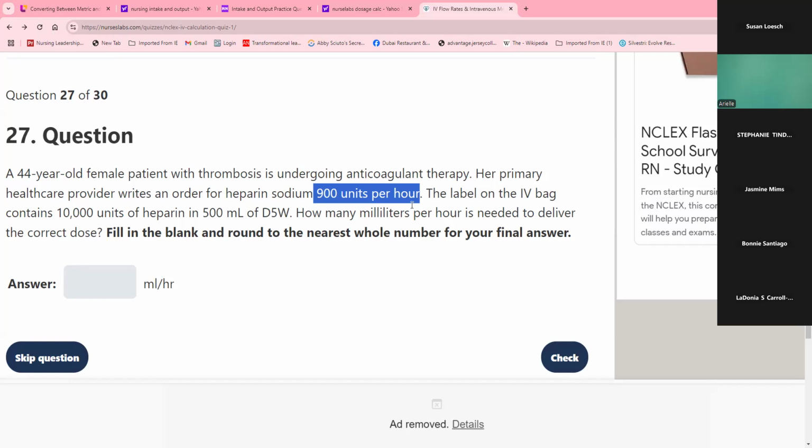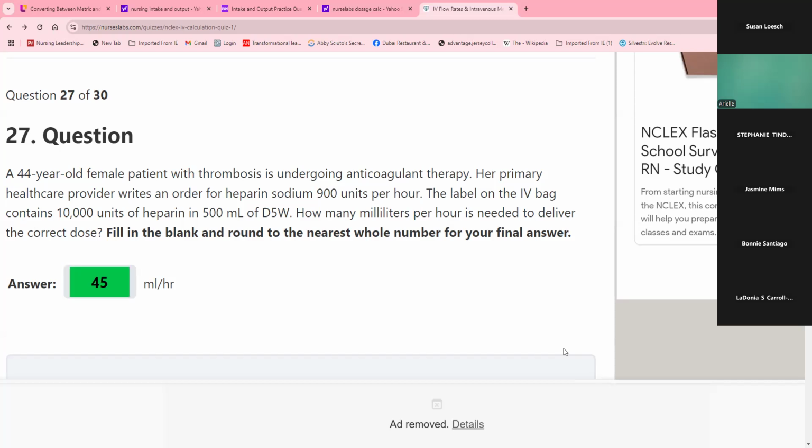10,000 units in 500 mL. Now your units are going to cross out. You're going to automatically be left with mLs per hour. All you have to do now is the math. So 900 divided by 10,000 times 500. 45. Sounds perfect to me.